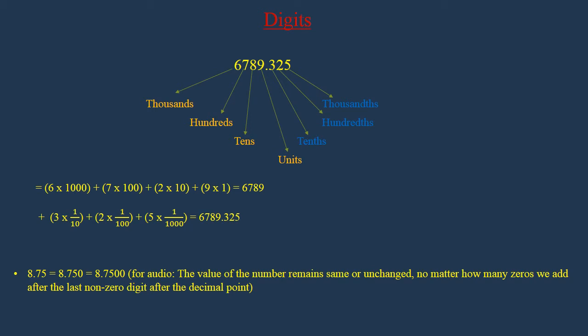Kindly note a very important point. 8.75 is equal to 8.750, which is equal to 8.7500. The value of the number remains same or unchanged no matter how many zeros we add after the last non-zero digit after the decimal point.